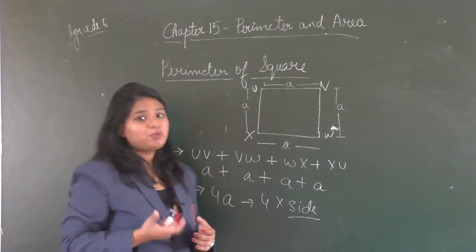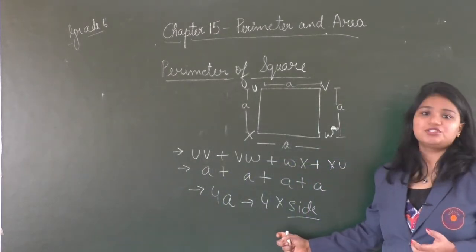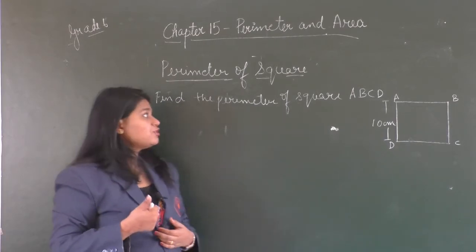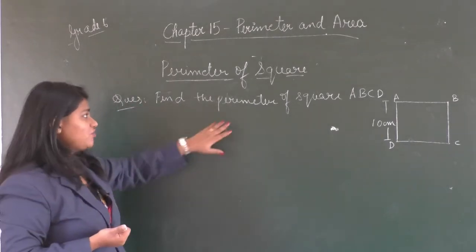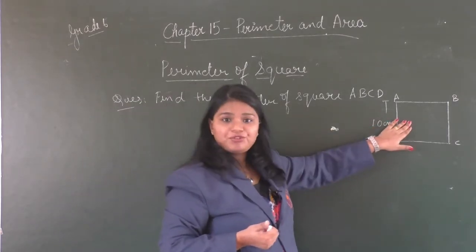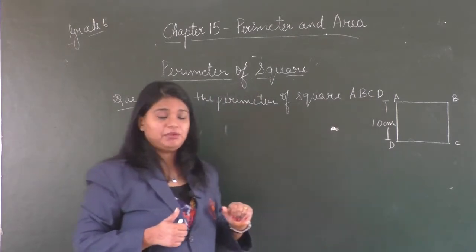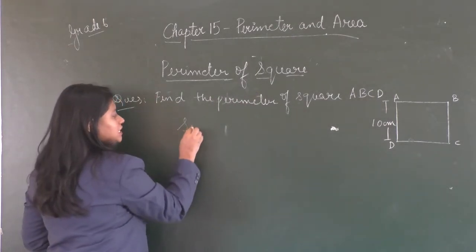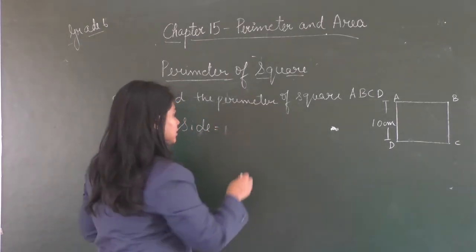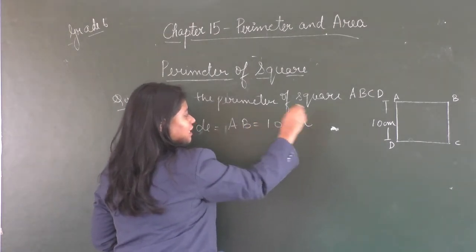So whenever you get a question to calculate the perimeter of a square, you will use the formula 4 into side. We learned the formula for perimeter of a square. So here we have a question which says find the perimeter of square ABCD. Here we have the figure ABCD and the side is equal to 10 centimeter. So first I will write side is equal to AD is equal to the measurement, that is 10 centimeter.